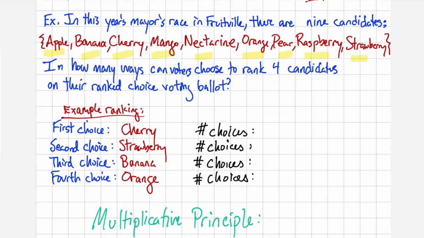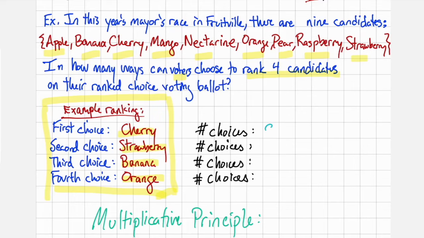We go to the voters to decide which candidate they want to be mayor, and voters are asked to rank 4 candidates on their ranked choice voting ballot. An example of what this looks like is the ranking that this voter gave, where the first choice candidate was cherry, the second choice candidate was strawberry, the third choice candidate was banana, and the fourth choice candidate was orange.